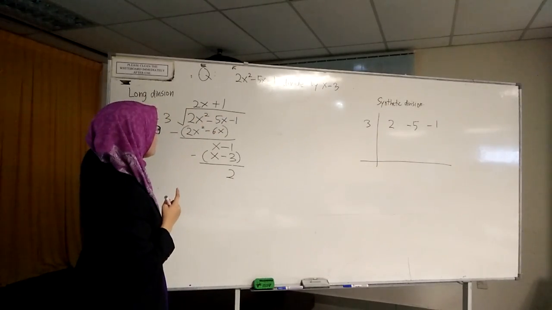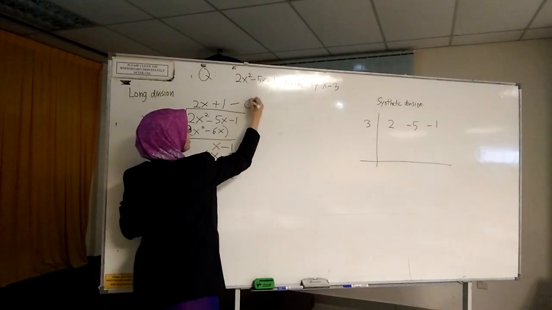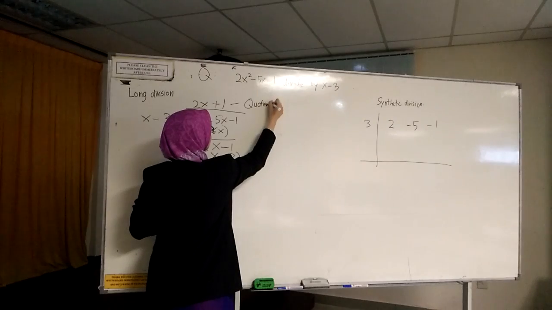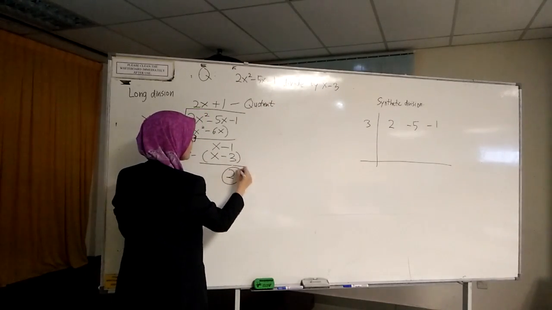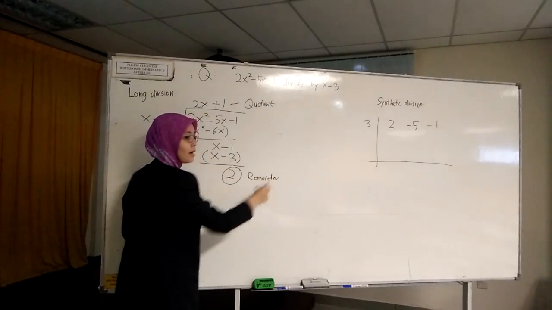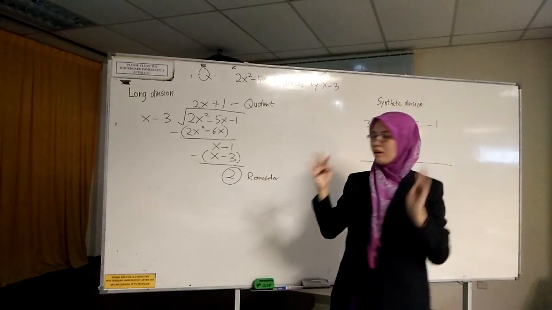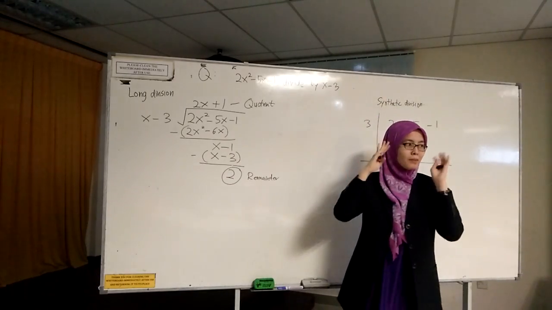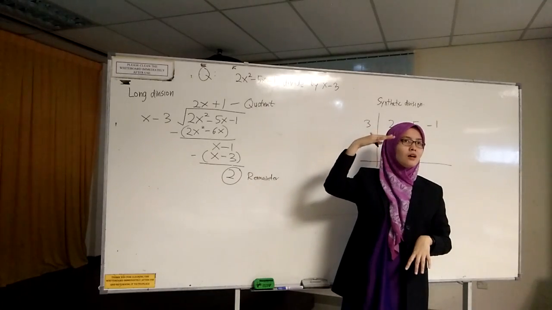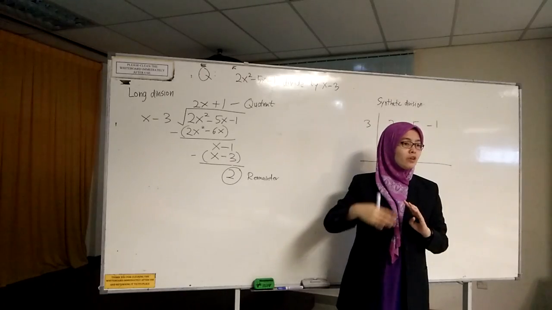Okay, now this is a polynomial. This is a divisor. This we call a quotient. And this we call as a remainder. Okay, in Malay we call as a baki. Okay, if you cannot remember this, please recall back what you learned in Form 3 or in Form 1.